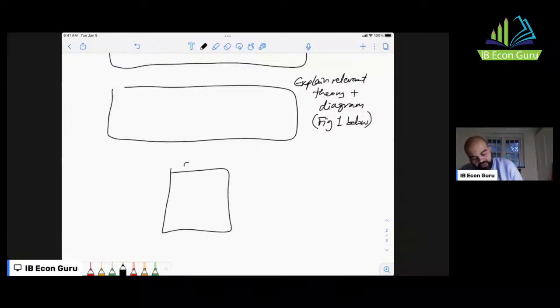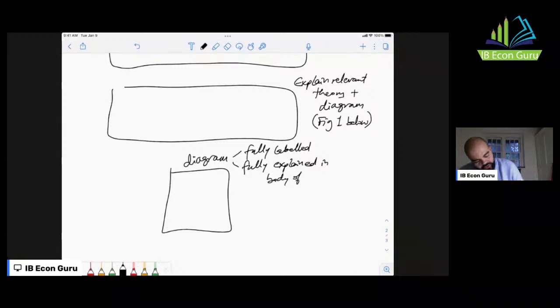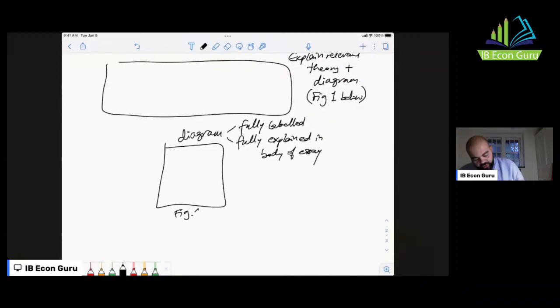Then here you've got your diagram. Make sure the diagram is fully labeled, as well as fully explained in the body of the essay, okay? And then you can label it figure 1, and this makes it easier to refer to it. Now, whatever curves are in the diagram should be referred to. So say, for example, if you have average price level and real GDP, and then you've got AD shifting to AD1, for example, and here you've got the SRAS, make sure you're actually using those labels.